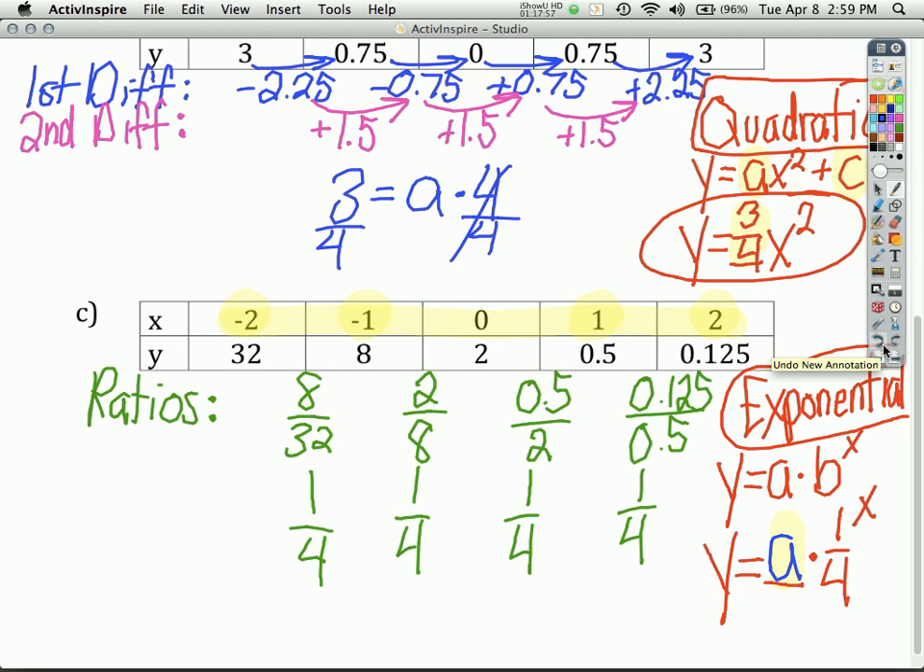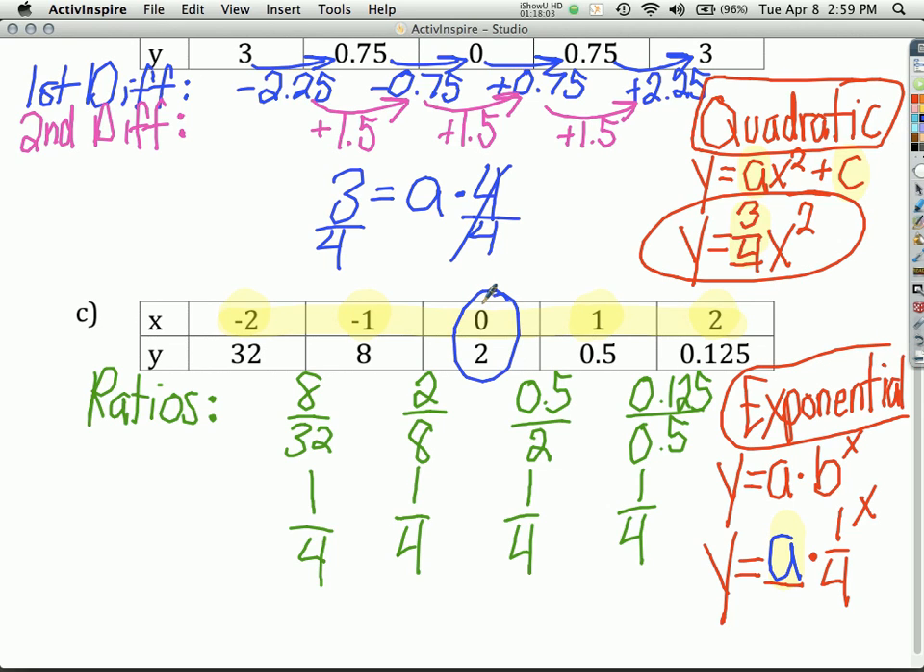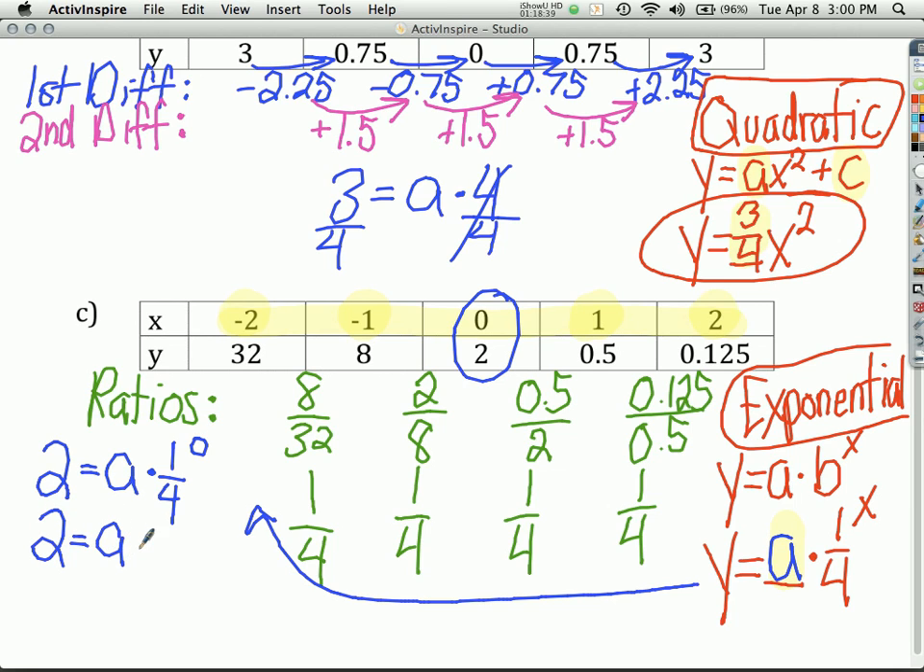So pick one of the ordered pairs. I would pick this one right here because it's so simple, and plug it in for X and Y. I haven't left myself a lot of room, so I'm going to come all the way over here. So Y is 2 equals, A is what I'm looking for, times 1/4 to the 0 power. What is anything to the 0 power? You learned this a while ago. Anything to the 0 power equals what, Danielle? 1. So this really says 2 equals what number times 1?